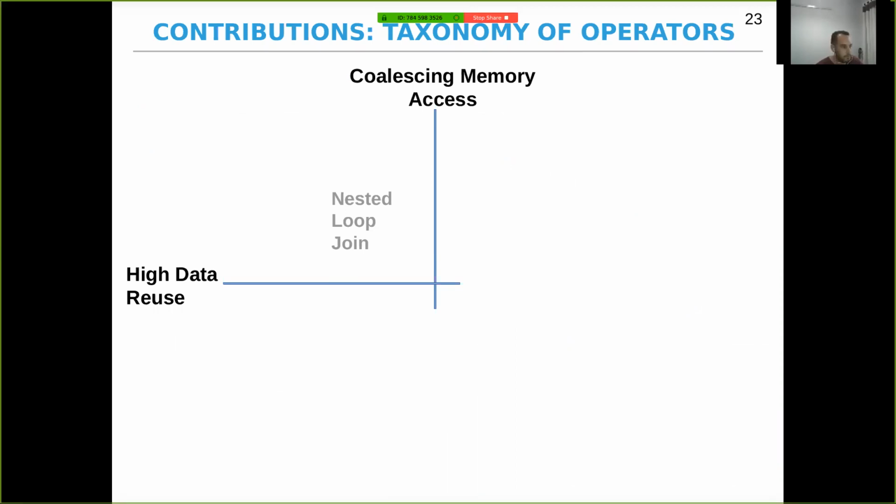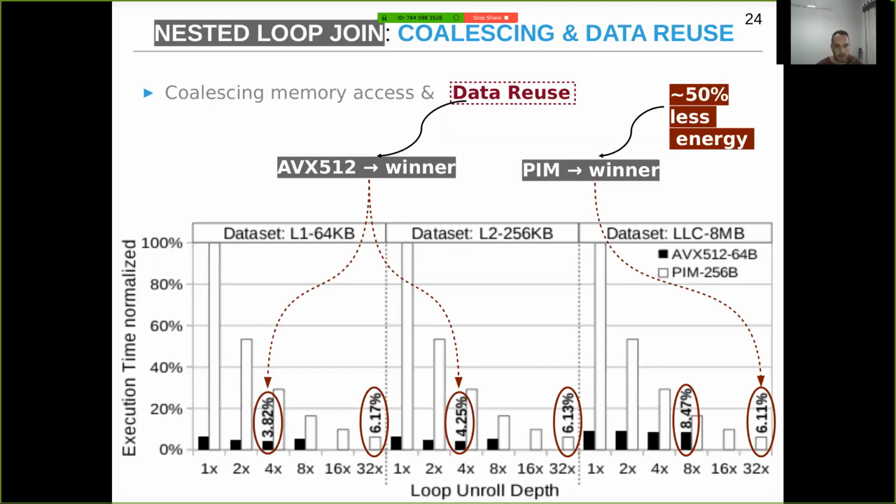And the results show that while data fits into the L1 and L2 caches, the CPU processing is better because of data reuse. But when data starts not to fit into the caches, the PIM execution is much faster and expends less energy. An important observation here is that the application still has high data reuse, but the data reuse distance reached the cache size limitation.